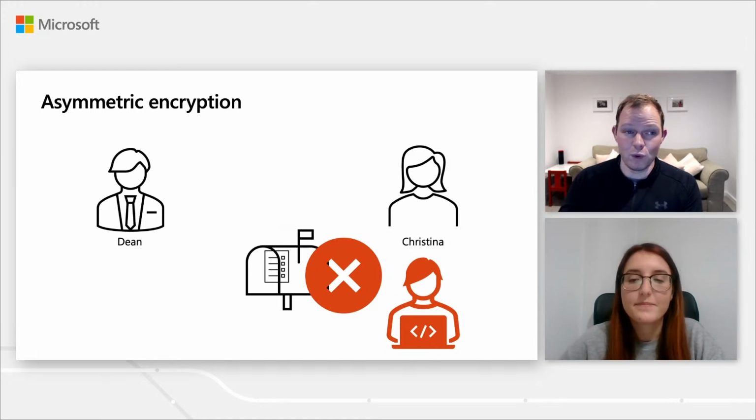The problem with asymmetric encryption, or the challenge of asymmetric encryption, is making sure, Christina, that you store that private key as securely as possible, because if somebody gets hold of that, then they'll be able to decrypt all of the documents that were meant for you, right?